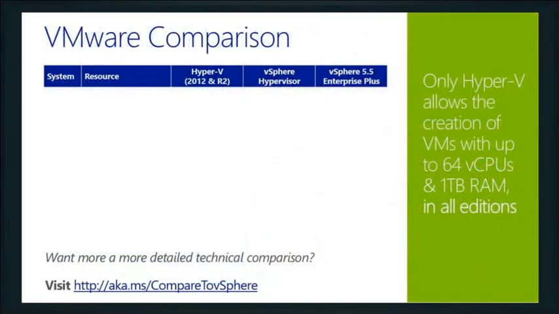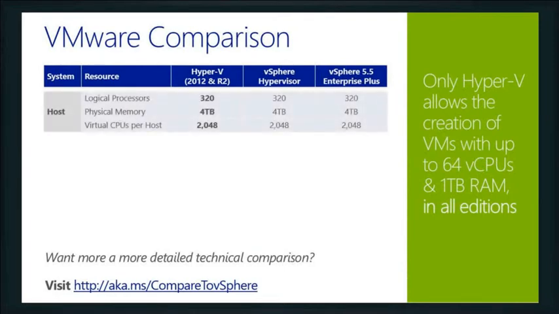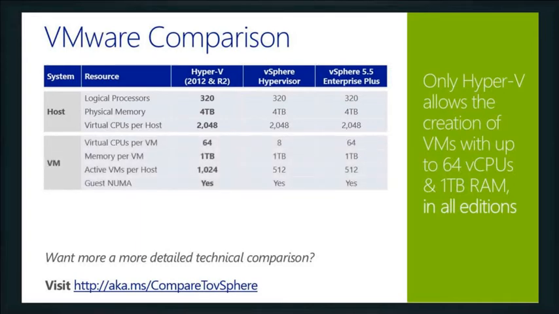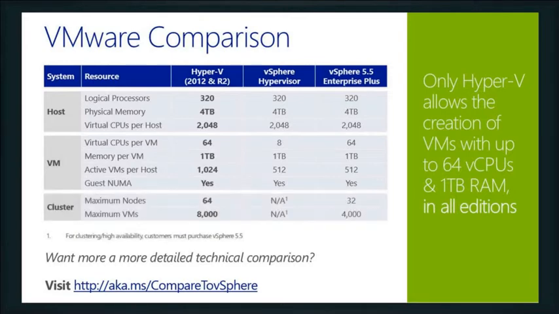From a VMware comparison, this was updated as of 5.5, so the latest VMworld numbers. If you look through, it's pretty much on par across the board. Maybe active number of virtual machines is a little different. Number of VMs per cluster is a little different. But other than that, they're pretty much apples to apples from a comparison perspective.